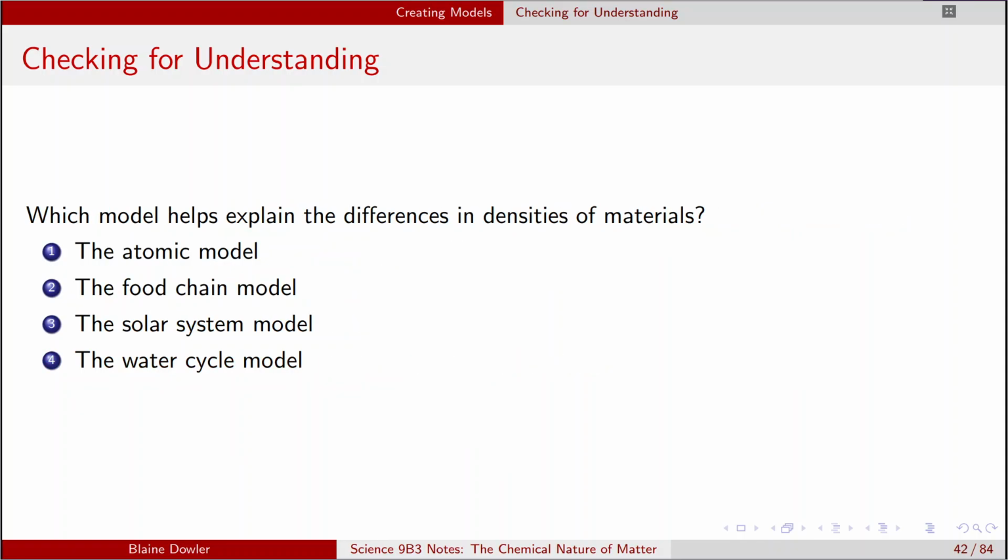Which model helps explain the differences in densities of materials? Is it the atomic model, the food chain model, the solar system model, or the water cycle model? Pause now if you need more time. It is the atomic model that helps us explain the differences in densities of materials.